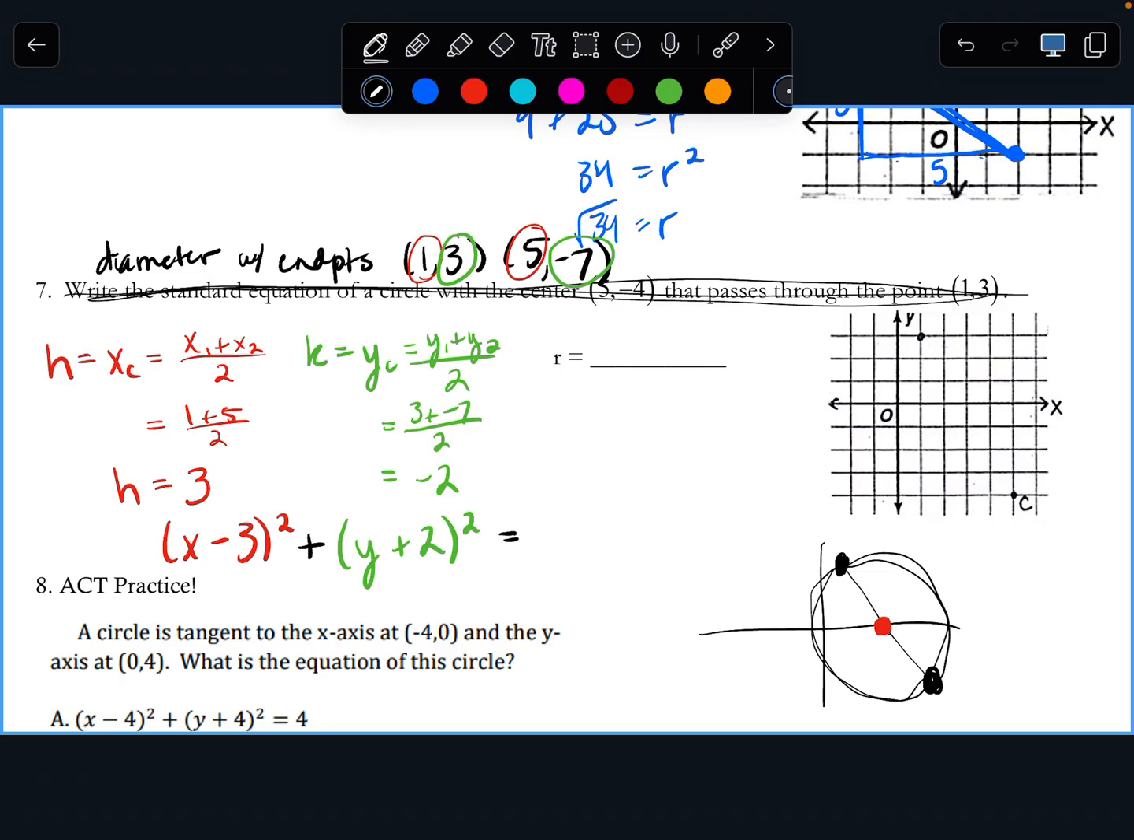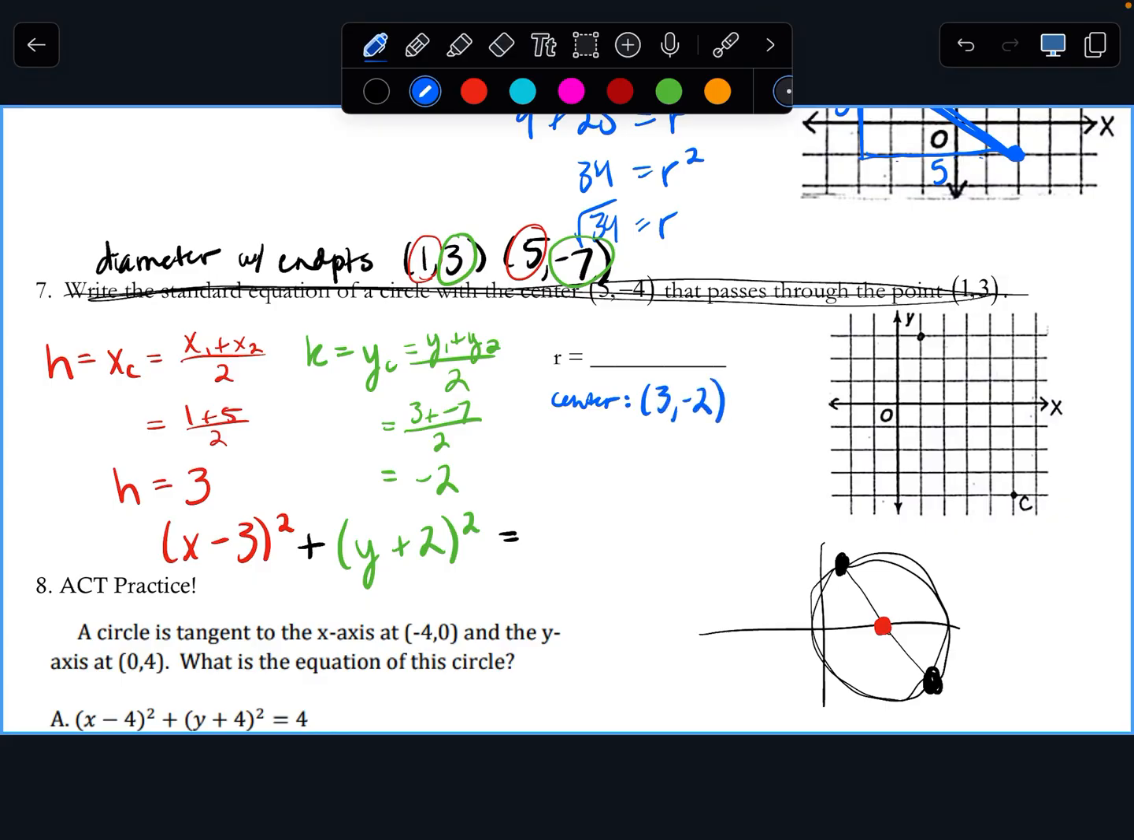Okay, then what do I need? Radius still? Okay, so I need the radius. Two ways you could do it. You could just find the diameter and cut it in half. But what if I get a radical? I don't want to deal with that. So maybe I'm going to use the center. Wait, what was the center again? So center was 3 and negative 2.